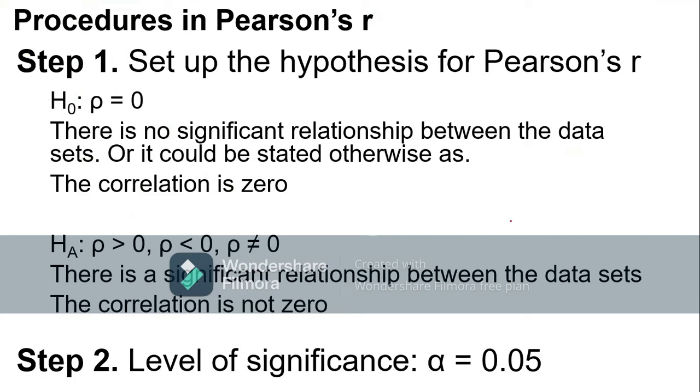Then step 2, the level of significance is 0.05. As always, remember that the level of significance commonly used in statistics is 95%, or this 5% level of significance. But for human samples, the 99% is used, which is a margin of error of 1%. But in here, class, for our Pearson's the level of significance is always 0.05.